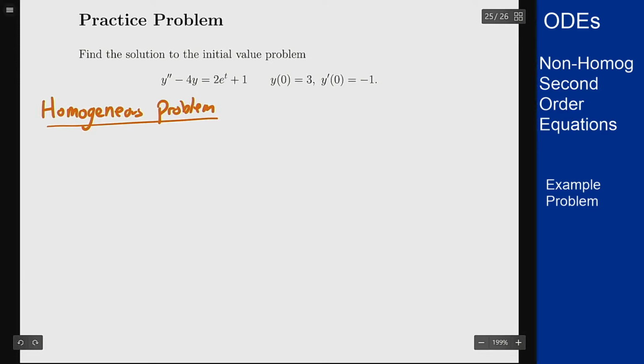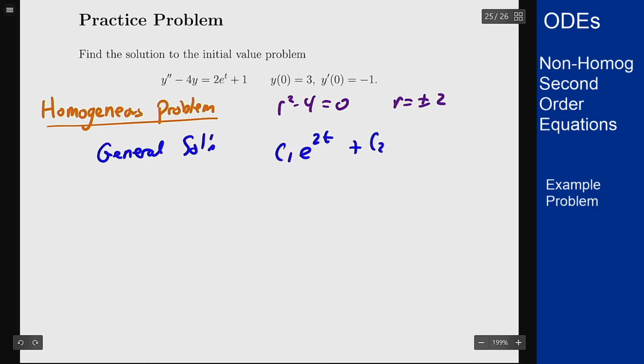The characteristic equation for this is r squared minus 4 equals 0, so our roots are at plus or minus 2, means this general solution is c1 e to the 2t plus c2 e to the minus 2t.